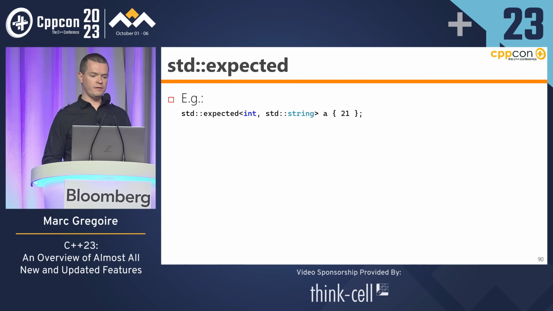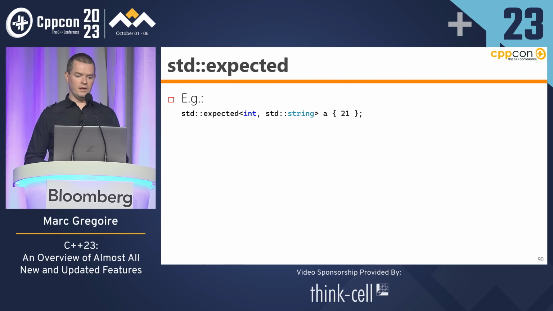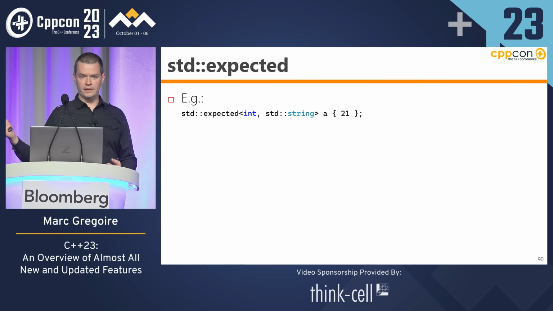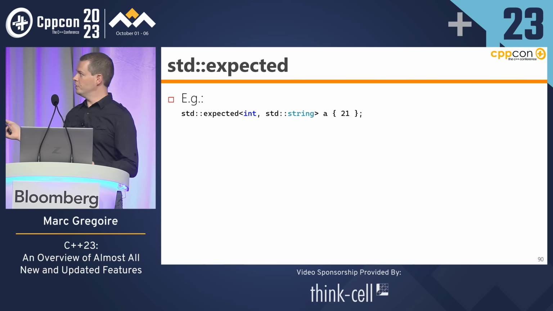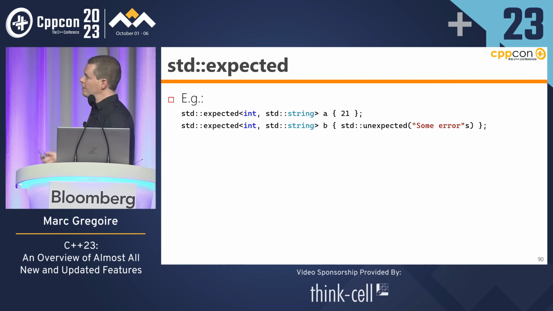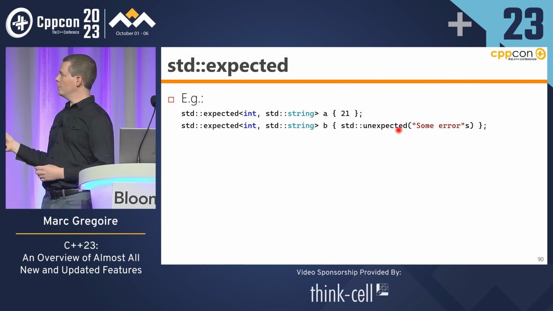Here I have an expected type, and the expected type is an integer, and my error type is a string. If I want to initialize this with a value of the expected type, like in this case 21, I can just do it like this. If I want to initialize it with a value of the error type, then you have to use std::unexpected.